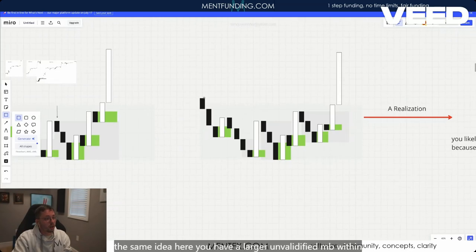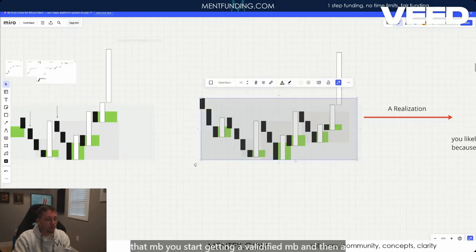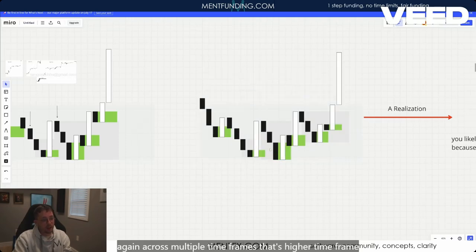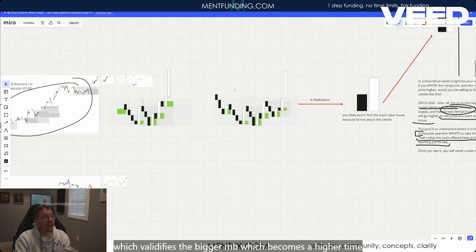You have a larger unvalidified MB. Within that MB, you start getting a validified MB and then a validified MB, all before this one becomes validified. And again, across multiple timeframes, that's higher timeframe demand zones being validated inside of this, because that becomes a validified demand zone maybe around here, right?